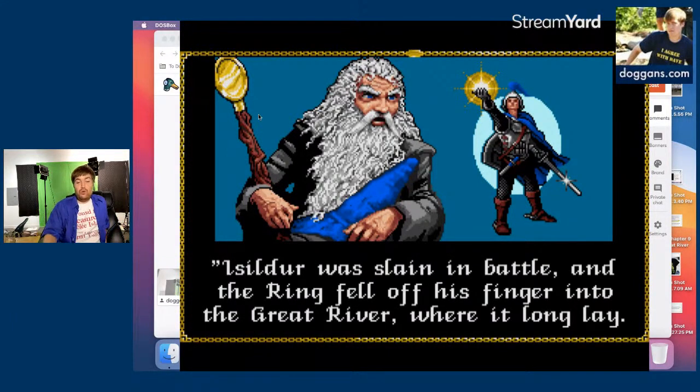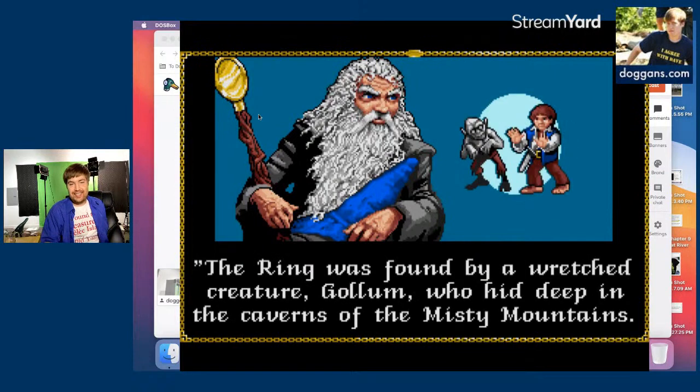However, Isildur was slain in battle, and the ring fell off his finger into the great river, where it long lay. Look at Bilbo and Gollum. Bilbo doing this. Stop in the name of love.